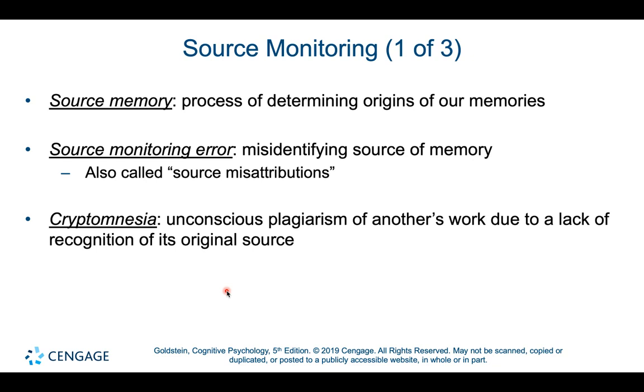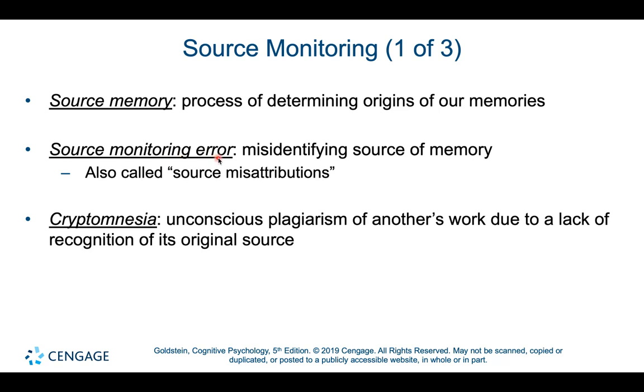One of the very common errors that can be made over time in memory has to do with source monitoring. So, source memory is understanding the origins of your memories. Where did you experience this information? Where did it come from? Who told you the information? Did you experience it? Did a friend tell you? Did your parents tell you? Right? What is the source of the information?